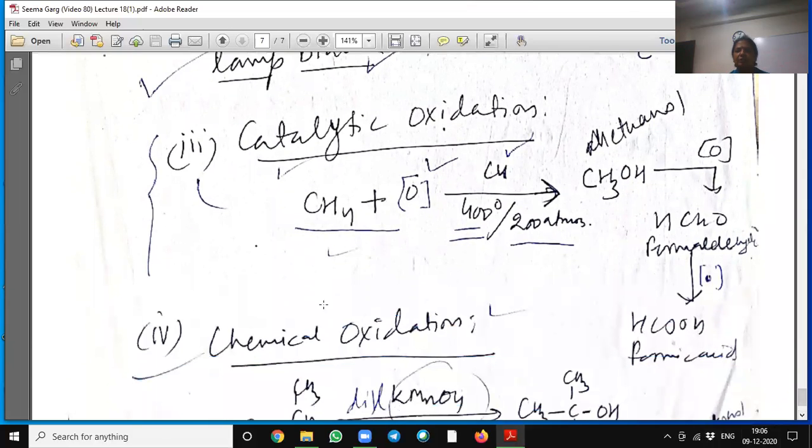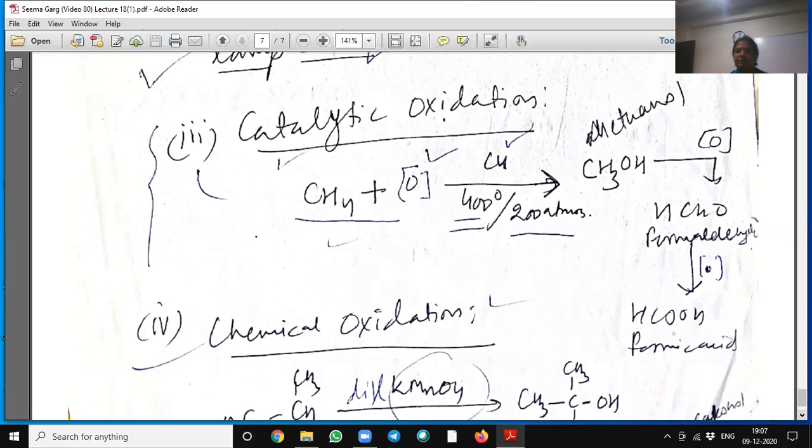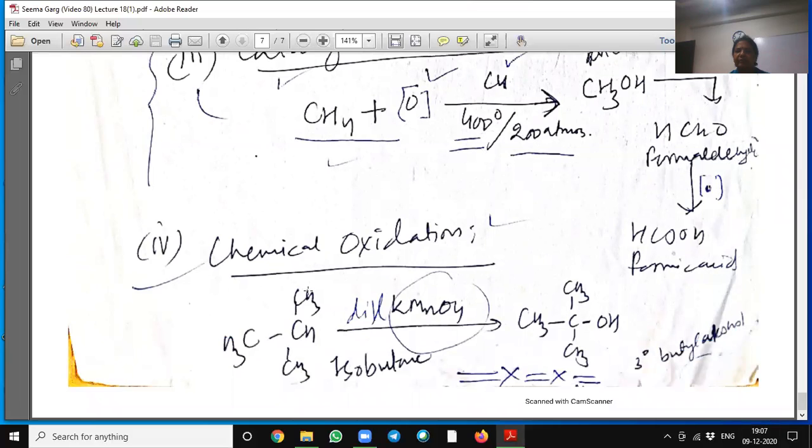Catalytic oxidation, methane when oxidized in presence of copper, 400 degree centigrade temperature, 200 atmosphere pressure, can be converted into methanol, and this methanol on further oxidation will give formaldehyde, and formaldehyde on further oxidation will give formic acid. Chemical oxidation, this isobutane when reacted with dilute KMnO4, will be converted into tertiary alcohol. So this is all about the chemical reactions of alkanes.